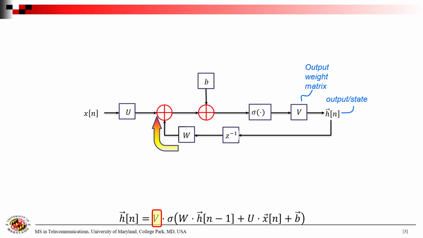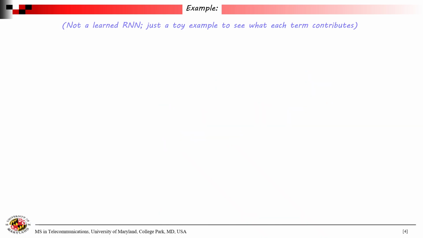Now, in today's lecture, we're not focusing on training. That's going to come later. We're just talking about what are the elements that we're seeing here and what is the contribution or the importance of each one. In other words, from an engineering perspective, why do we need each one of these elements? And that's what we're going to talk about right now with an example. We're going to look at an example, and in this case, it's going to be a toy example. It's not going to be a learned RNN. We're not trying to find out how to train RNNs yet, because that's going to be in our next lecture. What we're going to see here is how each individual element contributes.